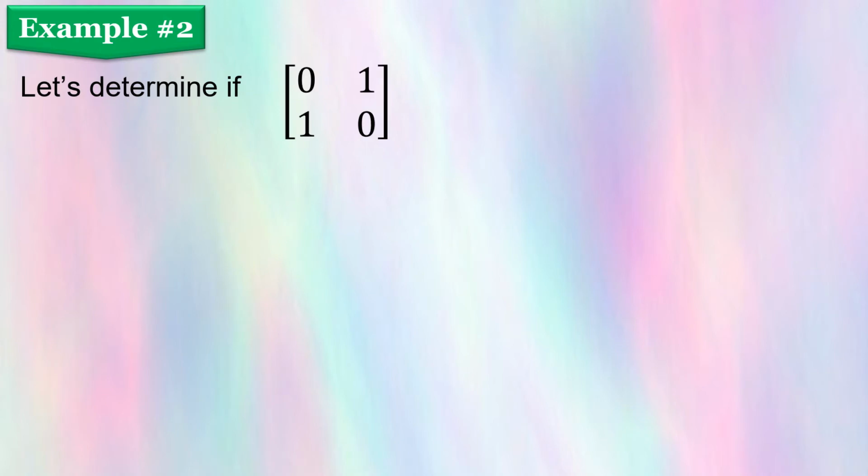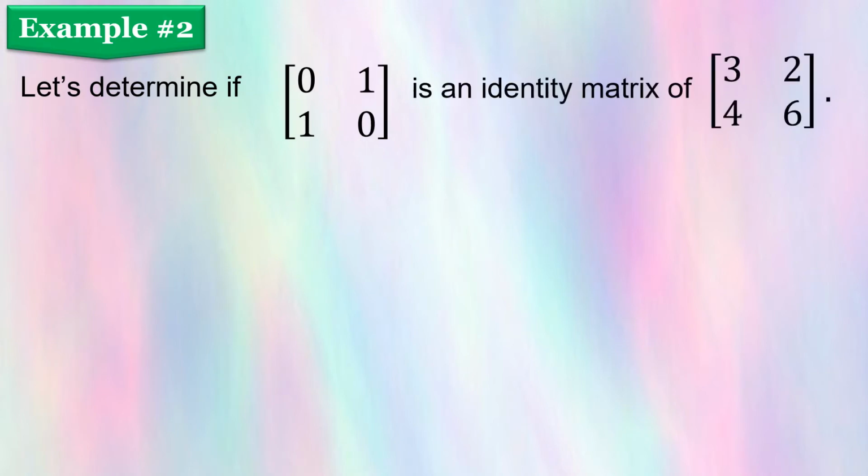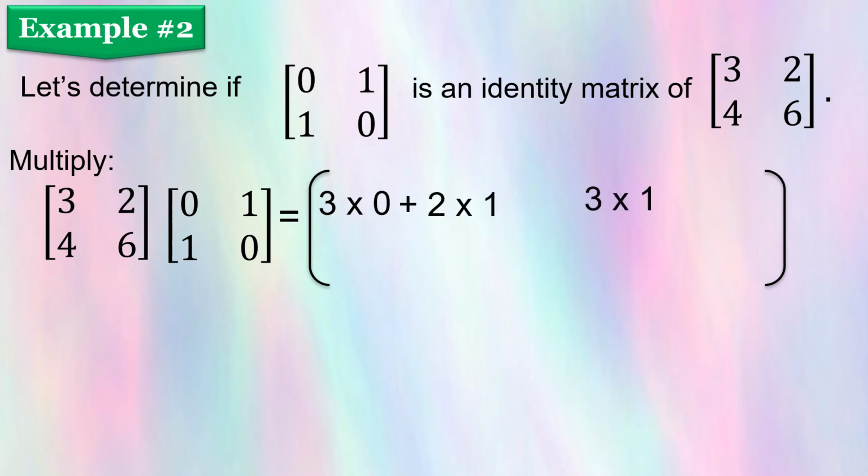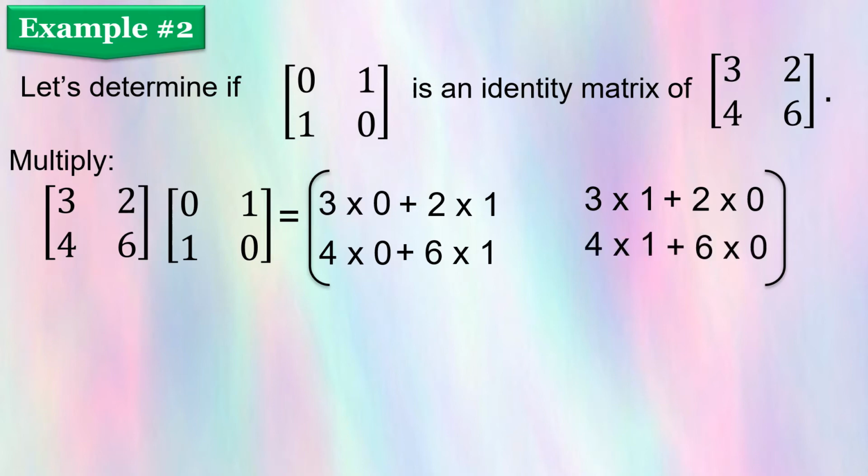So let us have example number 2. Let's determine if 0, 1, 1, 0 is an identity matrix of 3, 2, 4, 6. So in here, we are going to multiply the two matrices. So row times the column. So we have 3 times 0 plus 2 times 1. 3 times 1 plus 2 times 0. And then 4 times 0 plus 6 times 1. And then the last one, we have 4 times 1 plus 6 times 0.